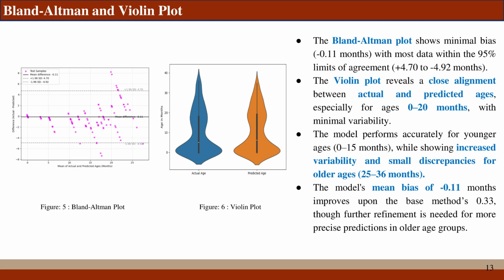These are the Bland-Altman plot and the violin plot. The Bland-Altman plot shows minimal bias, minus 0.11 months, with most data within the 95% limits of agreement. The violin plot reveals the closest alignment between actual and predicted ages, especially from 0 to 20 months, with minimal variability. The model performs accurately for younger ages, but there are some discrepancies in the older ages from 25 to 36 months.